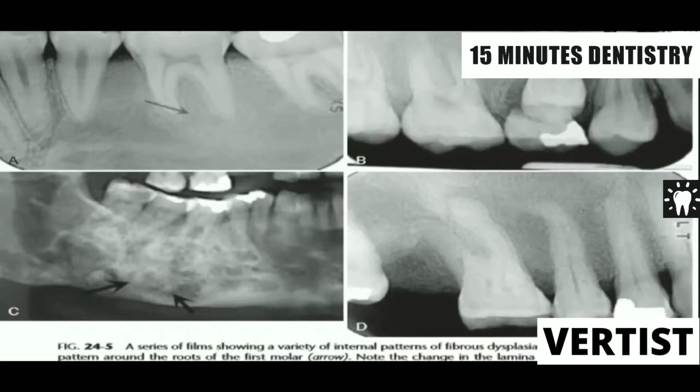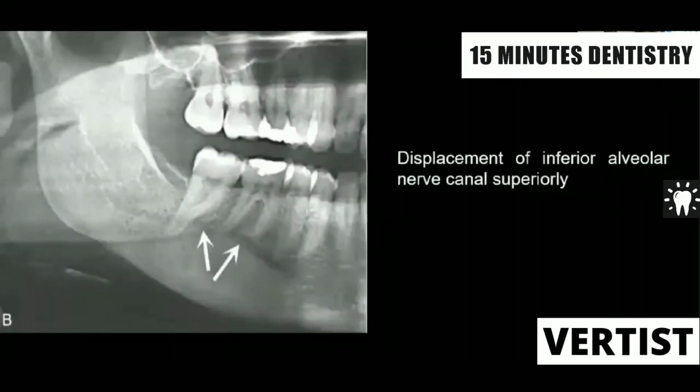So you will see a ground glass, you will see an orange peel type of appearance. And if it is towards the posterior side, sometimes it may cause a displacement of the nerve canal also. You'll see here the nerve canal has been displaced. It won't be causing the features associated with the nerve, but they will be lifted. There won't be any paresthesia as such in the lesion.